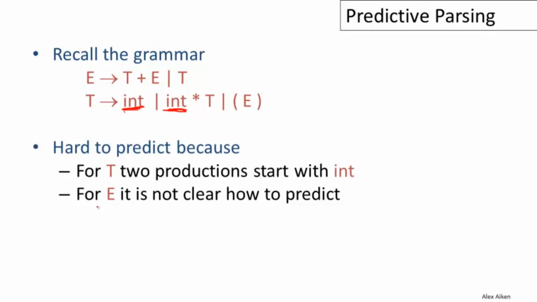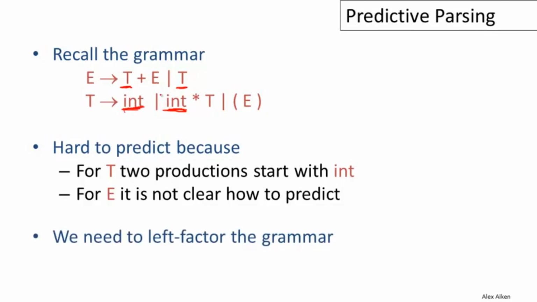And that isn't the only problem, actually. We have the problem with T, but the same problem exists with E. We can see that here, both productions for E begin with the non-terminal T. And it isn't really clear what we're to make of that, because T, again, is a non-terminal, not a terminal. So how would we even do the prediction? But the fact that they begin with the same thing suggests that it's not going to be easy for us to predict which production to use based on only a single token of lookahead.